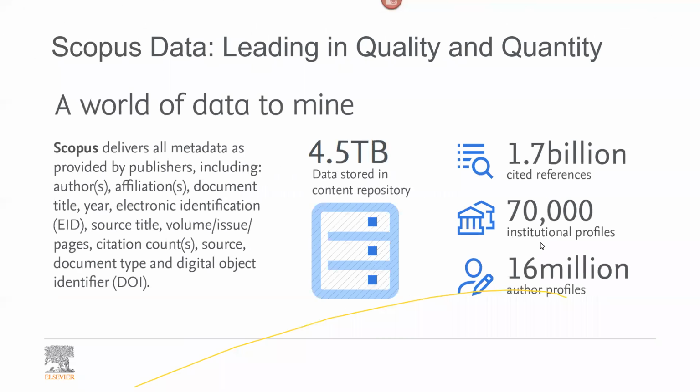Scopus data: we have now reached 4.5 terabytes of data stored in the content repository of Scopus, 1.7 billion cited references, and the institution profiles and author profiles I mentioned before. Scopus delivers all the bibliographic metadata of the records, which comes from the publishers, like author names, affiliation, document title, EID, DOI, all this information, more than 150 fields within each record.